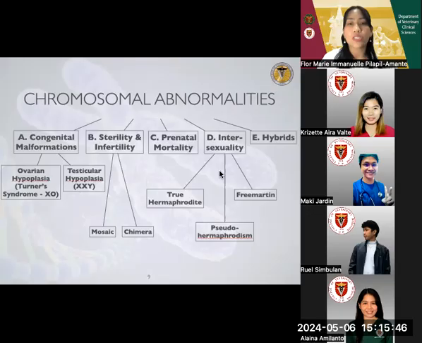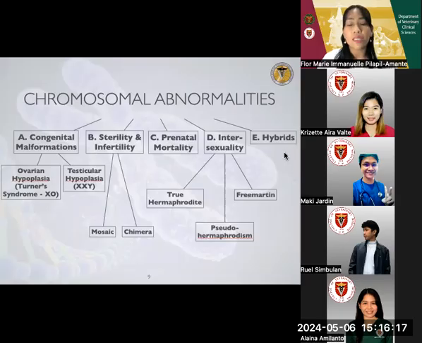Then we have intersexuality. We have the true hermaphrodite, the pseudo hermaphrodite, or the freemartin. The true and the pseudo hermaphrodite will be explained later on, and these are genotype abnormalities. That can be explained depending on the species. If it's a cat, we have the Klinefelter syndrome, and if we have the cattle, then we have the aberration that was mentioned earlier.